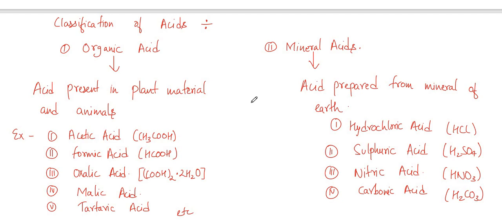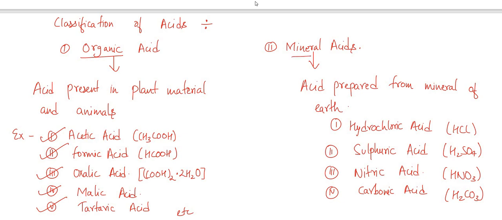A few examples of organic acids are acetic acid, which is found in vinegar; formic acid, which is found in red ant bites or any insect bite; oxalic acid, which is found in tomato; malic acid in apple; tartaric acid in tamarind; and there are so many other organic acids like butyric acid, which we get from butter. Acids which are present in plant material and animals are known as organic acids. Why organic acid? Because we get them from organic sources like plants and animals.